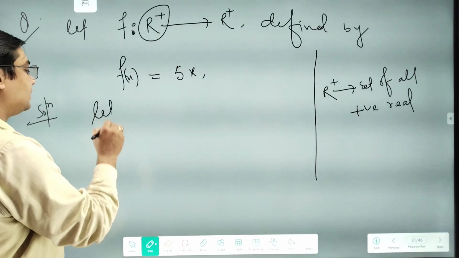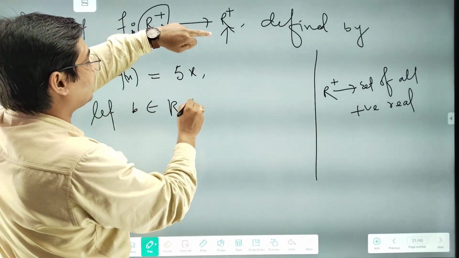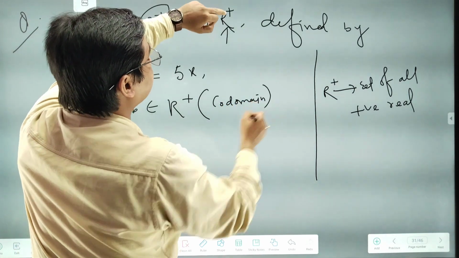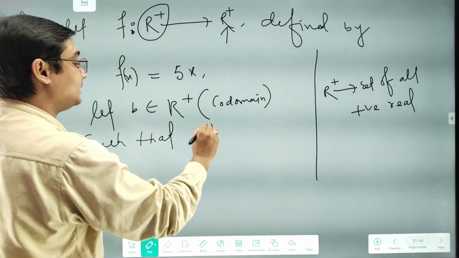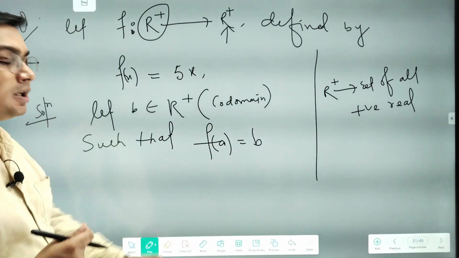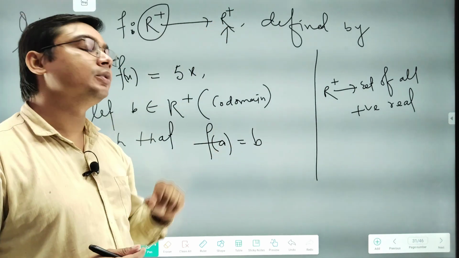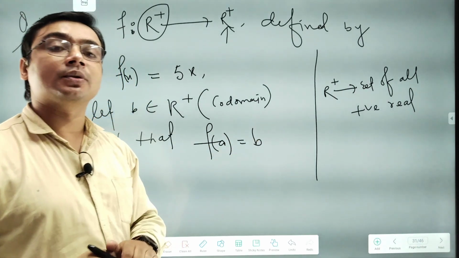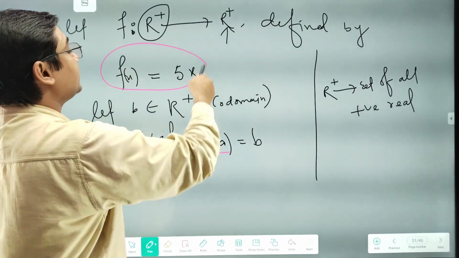Just to consider an element here in this set, let B belong to this set R plus, this is the codomain, such that f of A equal to B. We consider an element small a such that f of A equal to B. Now we need to find the value of A in terms of B. Now you put the value of f of A by using this definition of function.